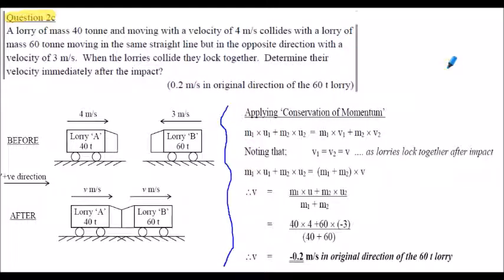Again, be very careful in this question. Before impact, the two vehicles are travelling in different directions. Lorry A is moving from left to right. Lorry B is moving from right to left. So once we've stated our sign convention for positive directions, we need to ensure we account for that. So in the calculations, you must have a -3 used, or else you'll calculate the wrong answer. Again, the negative final answer indicates the direction of motion for the lorries as they're joined together.